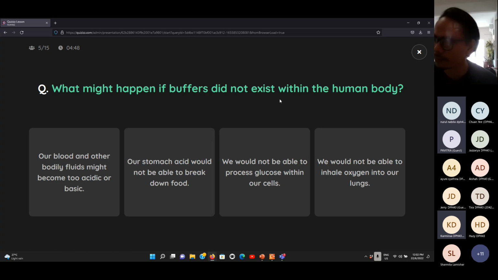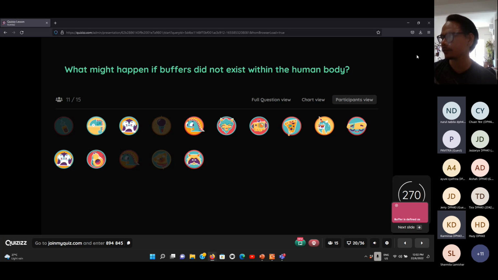Our blood and other bodily fluids might become too acidic or basic. Our stomach acid would not be able to break down food. We would not be able to process glucose within our cells, or we will not be able to inhale oxygen into our lungs. So which one do you think is the right answer?